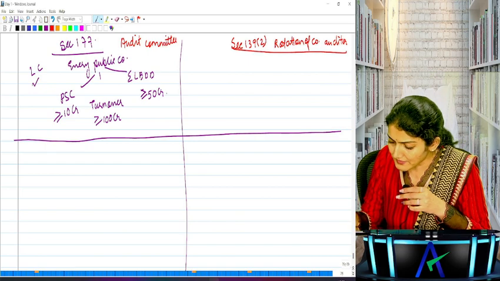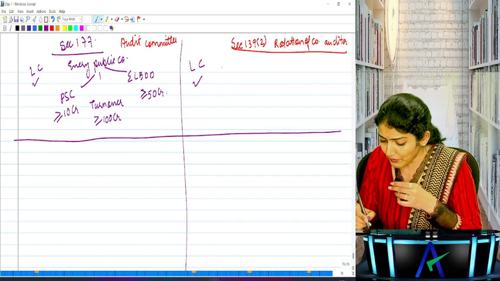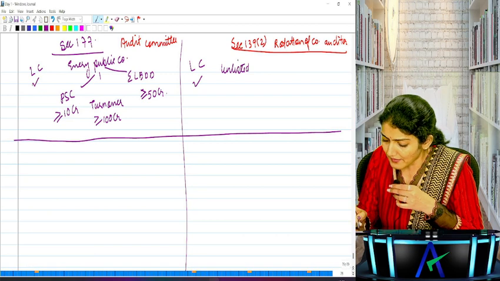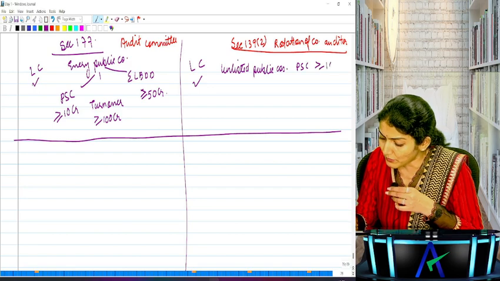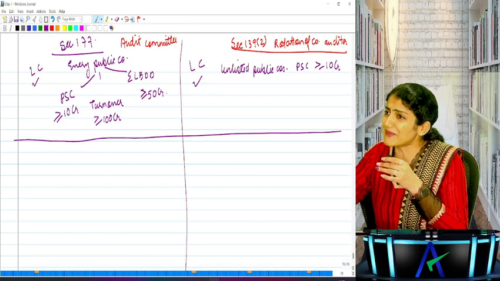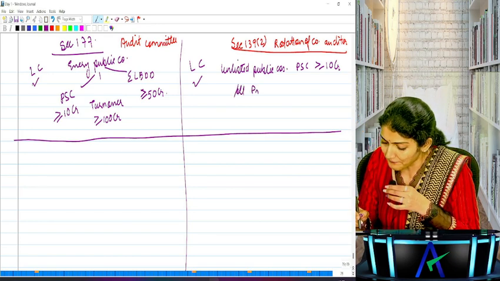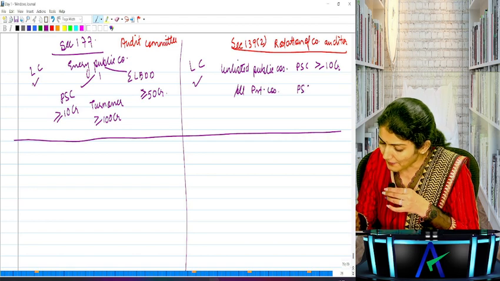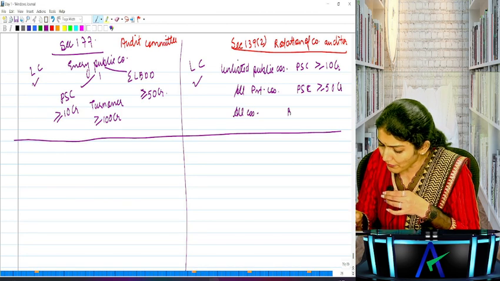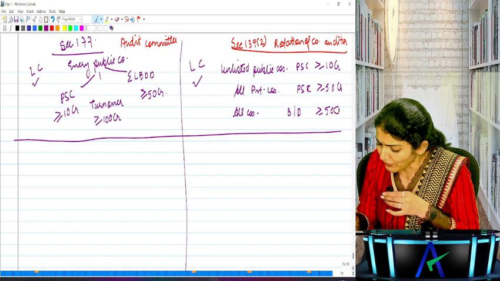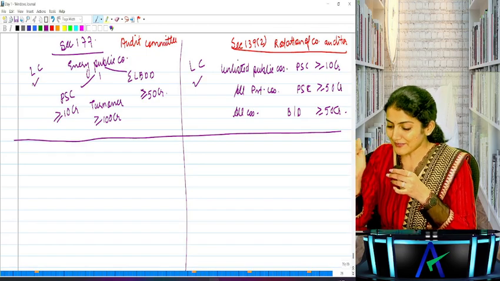Okay, right. So 139 subsection 2, which companies are required to rotate their auditor? Again, listed companies always. Apart from listed companies, the unlisted public companies having paid up share capital of more than or equal to 10 crore, or all the private companies having paid up share capital of more than or equal to 50 crore, or all companies having the borrowings or deposits of more than or equal to 50 crore. Right? 10, 50 and 50. Right? So listed companies always applicable.